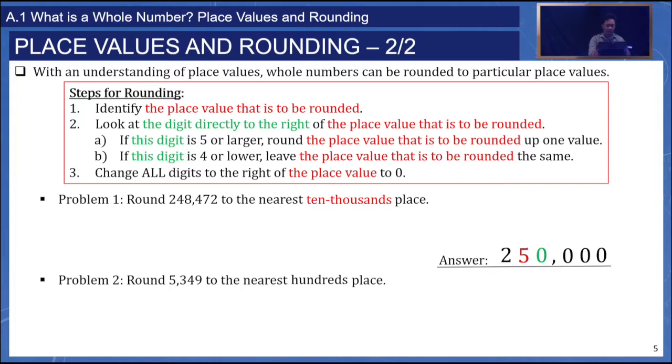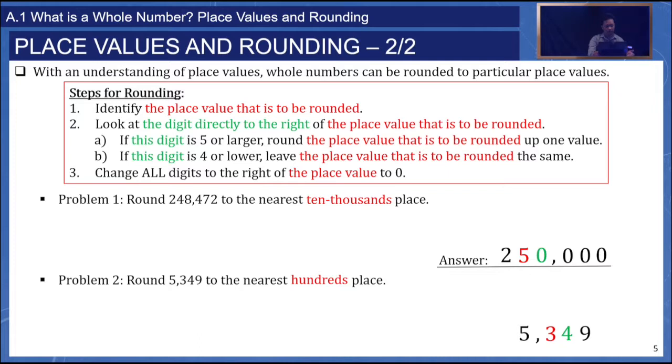Now let's try round 5,349 to the nearest hundreds place. So again, the first step is to identify the place value that is to be rounded. Is it the ones place, tens place, hundreds place? What is it? Well, if you look at the problem, it says hundreds place, so the place value is in the hundreds place, and what number is that? Well, the ones, tens, hundreds is in the 3, so 3 is in the hundreds place. And now what you're going to do is look to the number directly to the right of 3, which is not 5, but 4. And then ask yourself, is 4 5 or larger or 4 or lower?